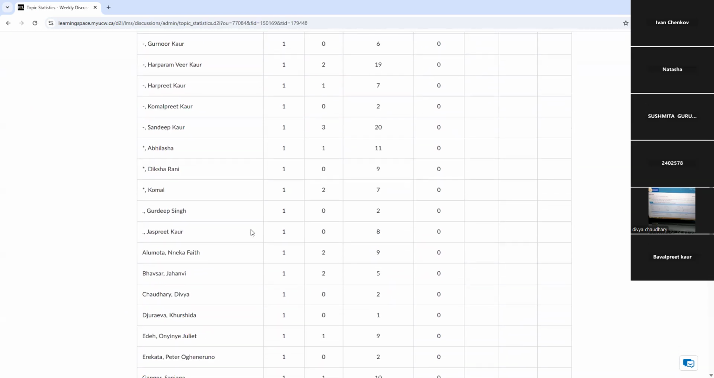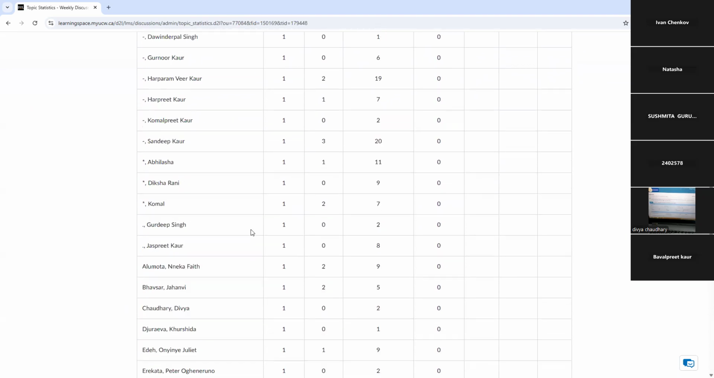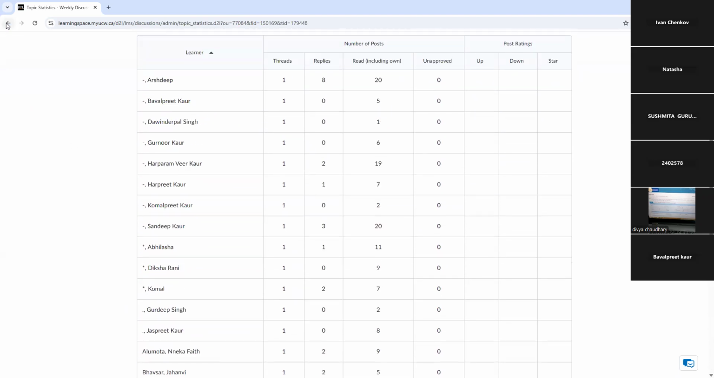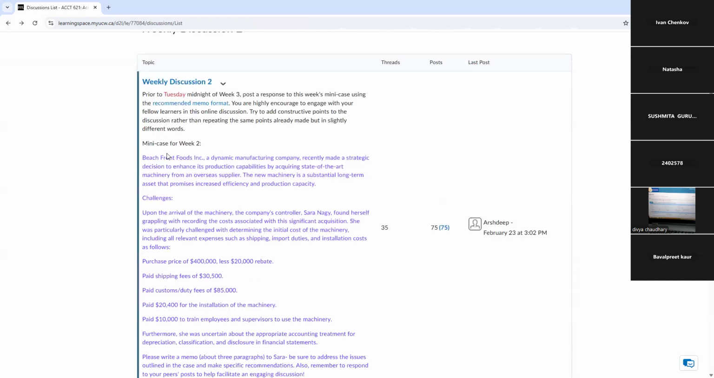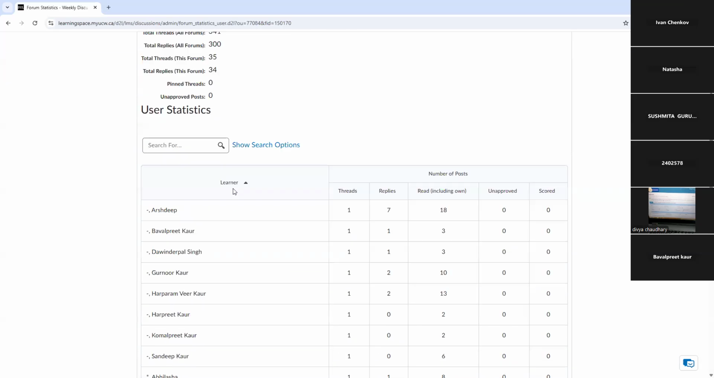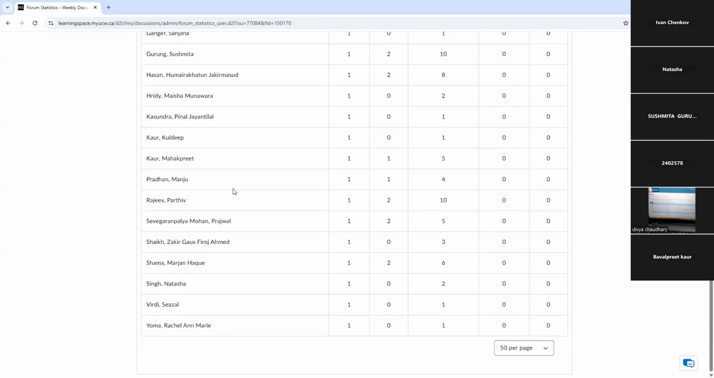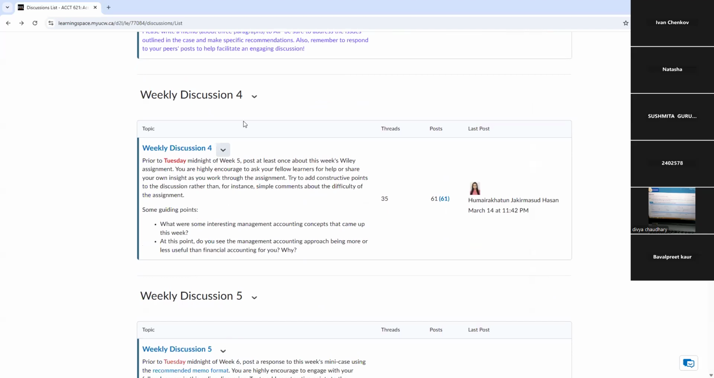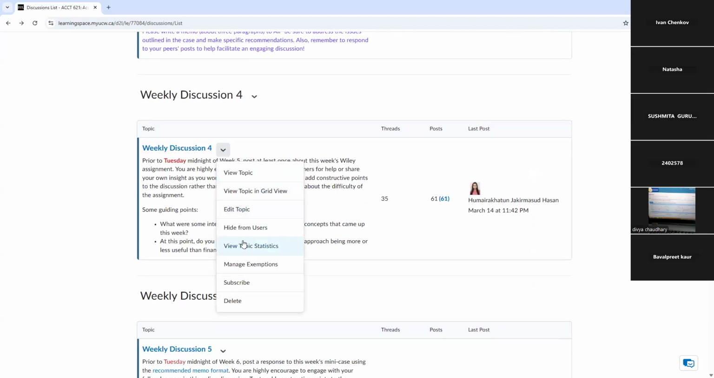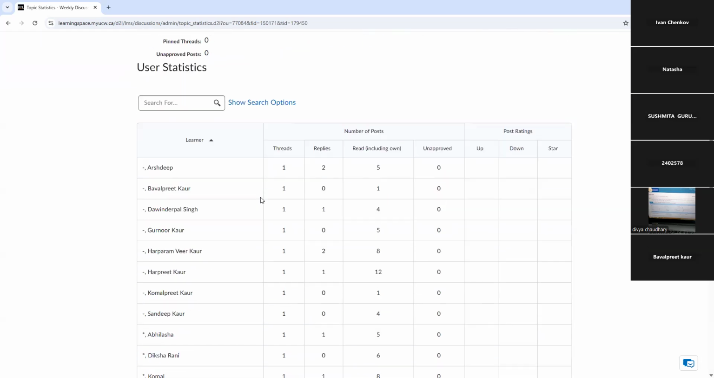I'm checking again and going down, going down, going down. In this case, nobody's losing 0.5%. Everybody's going to get the 0.5% for this discussion. Then we're going to go to discussion number 3. We're going to check the statistics and see who has zero and who doesn't. So everybody's okay, so we don't have to do anything and keep going until I check all the discussions.